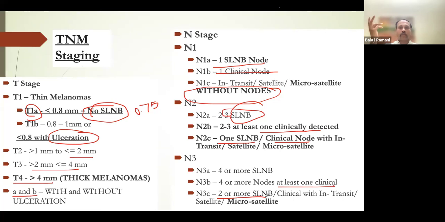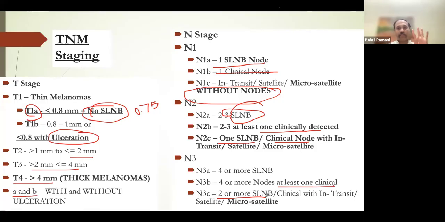So N2 is 2 to 3 nodes. N2A is 2 to 3 nodes, which are detected only by SLNB. N2B is what? At least one clinical node with one or more additional nodes which are detected by your SLNB. Then you have your N2C, which is a combination of one node which can be found either by SLNB or clinical, and with your in-transit. So in-transit is present plus one more node, either clinical or SLNB, is present.